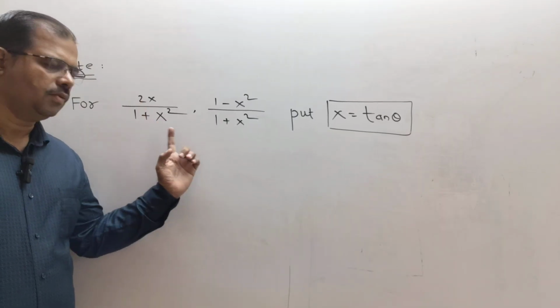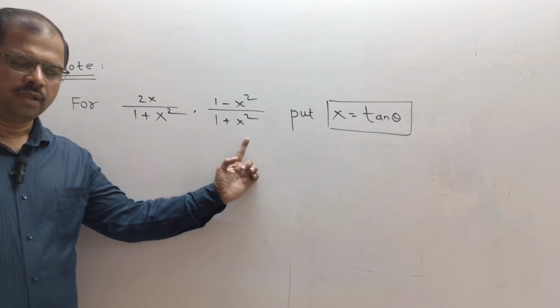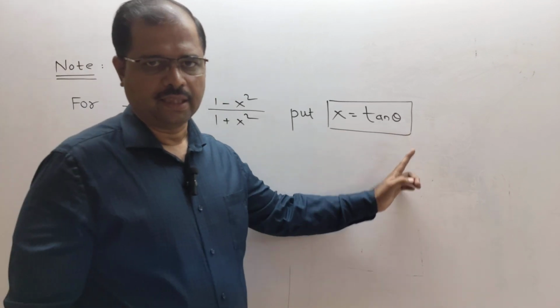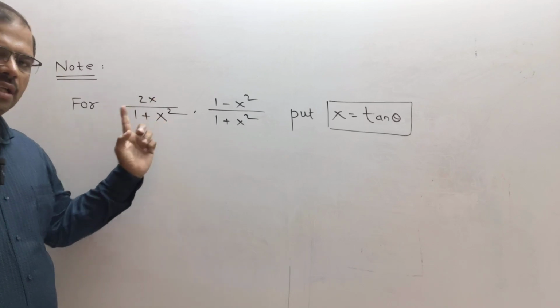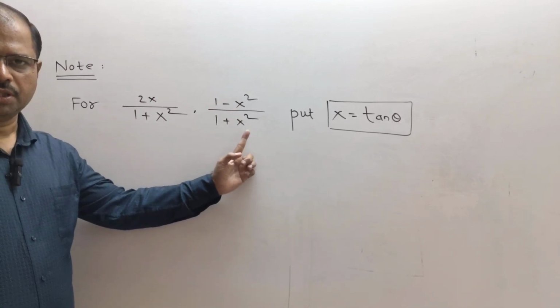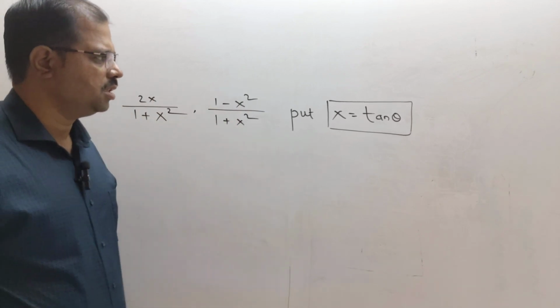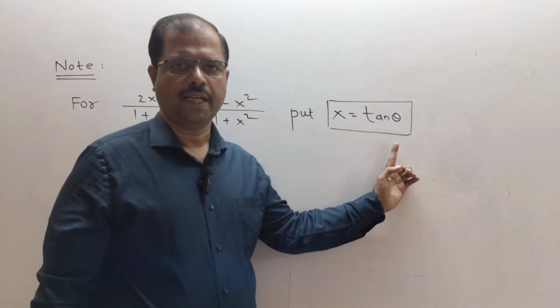For 2x upon 1 plus x square and 1 minus x square upon 1 plus x square, put x equal to tan theta. That is 2 tan theta upon 1 plus tan square theta, and 1 minus tan square theta upon 1 plus tan square theta. 2t upon 1 plus t square, 1 minus t square upon 1 plus t square: put x is equal to tan theta.